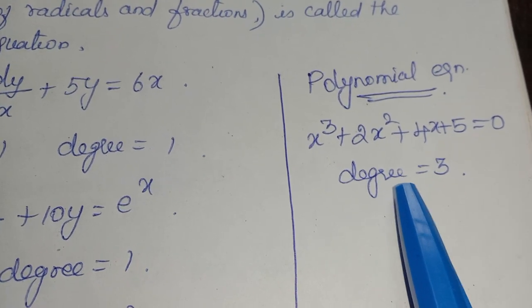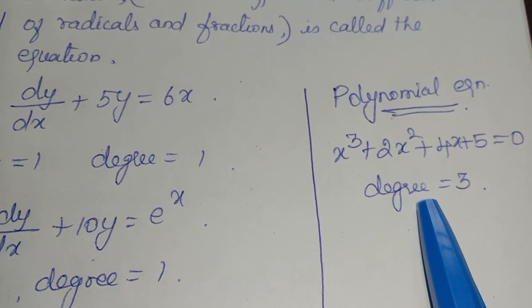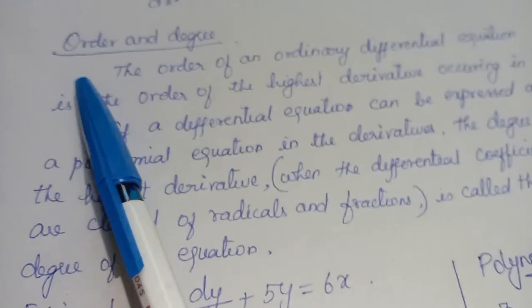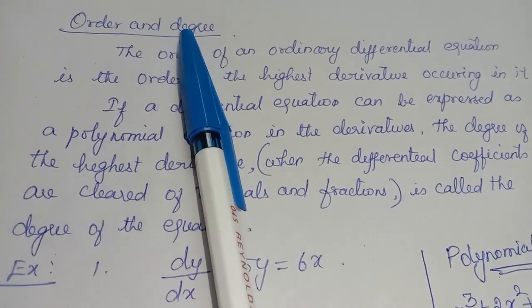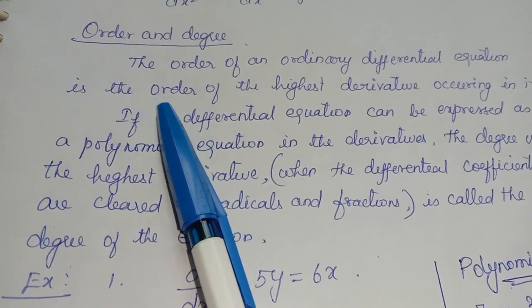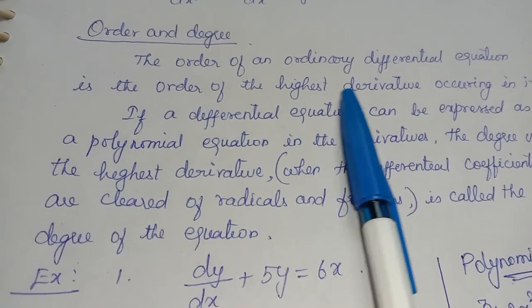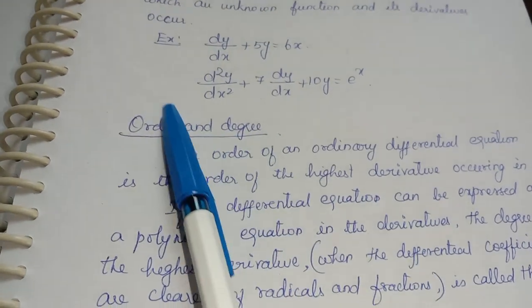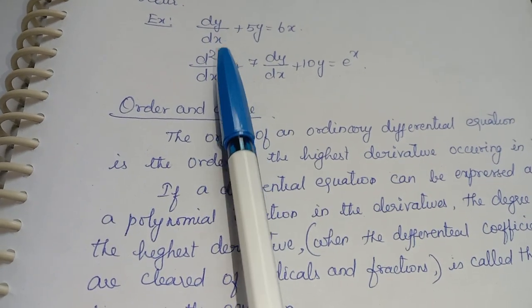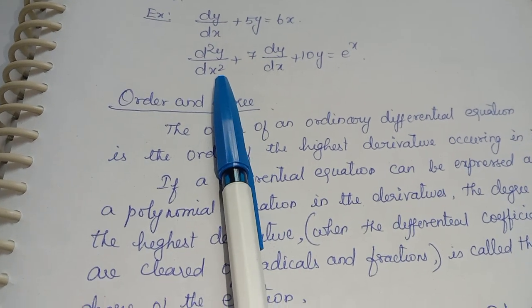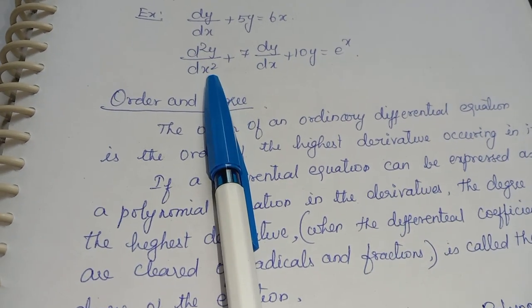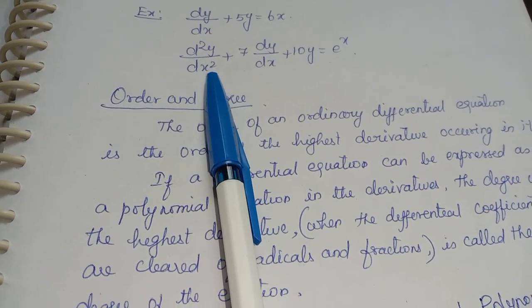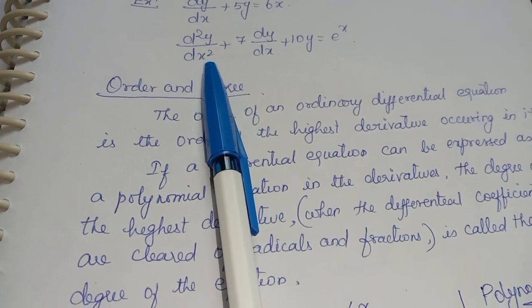In the same way, this is how we identify the polynomial equations. In the same way, we have two things for a differential equation. One is order, the other one is degree. Order is nothing but the order of the highest derivative which occurs in that particular equation. That means if you have dy by dx, that is the first order derivative. If you have d square y by dx square, it is the second order derivative. So look at the given equation and look at the highest order derivative occurring in it. That is called the order of the equation.